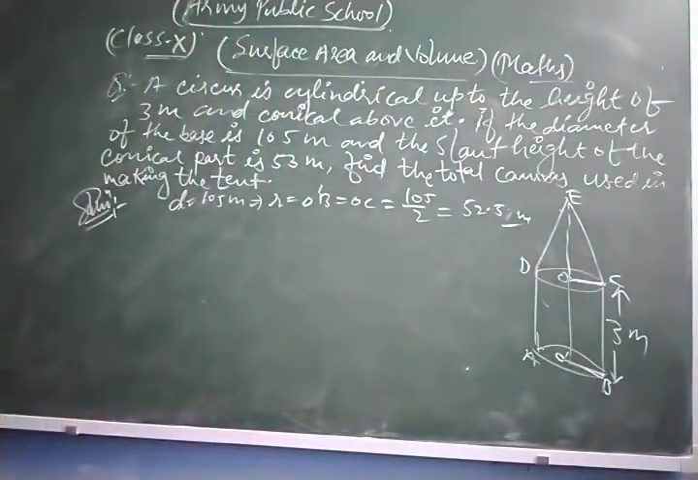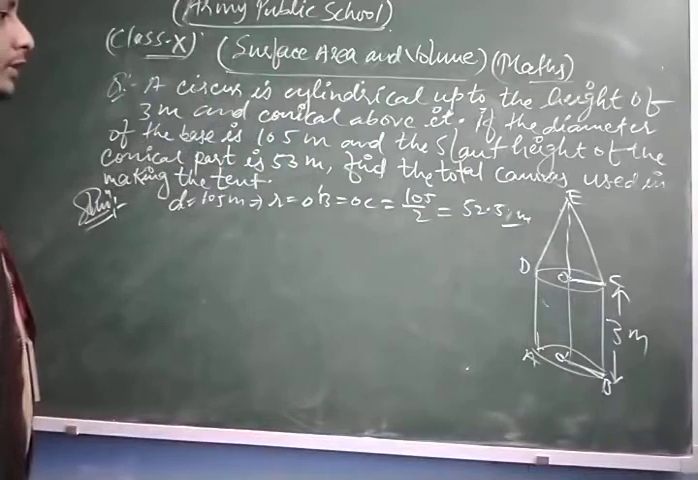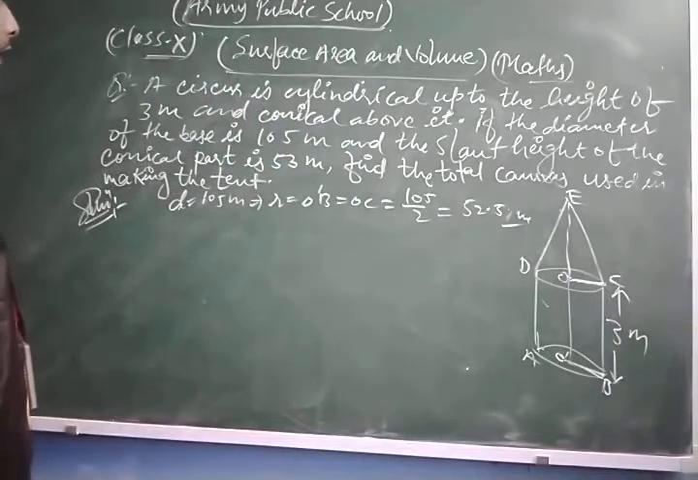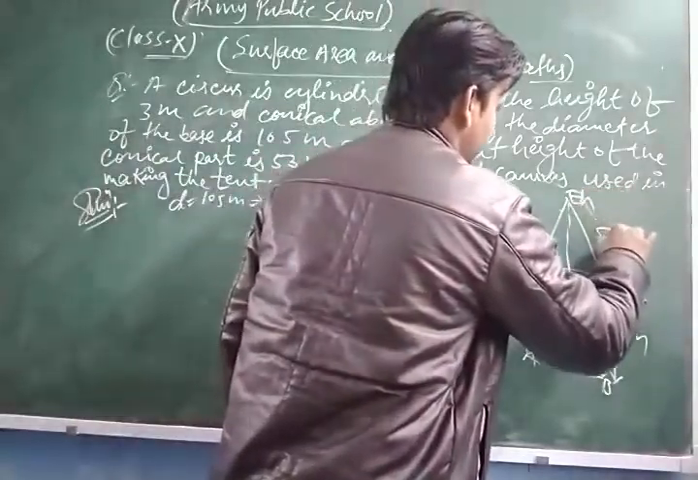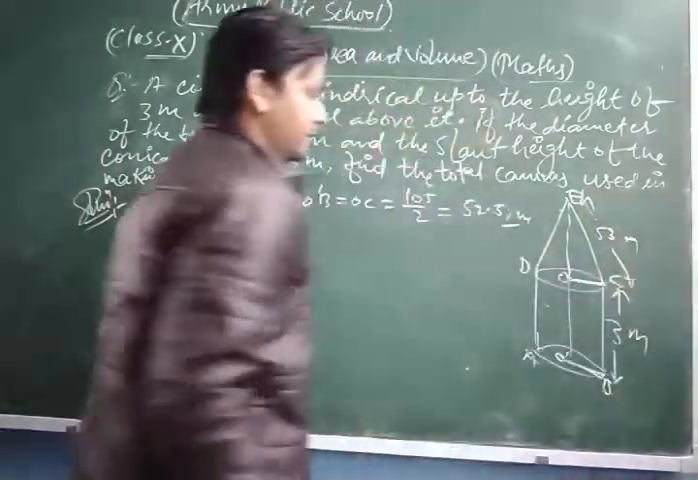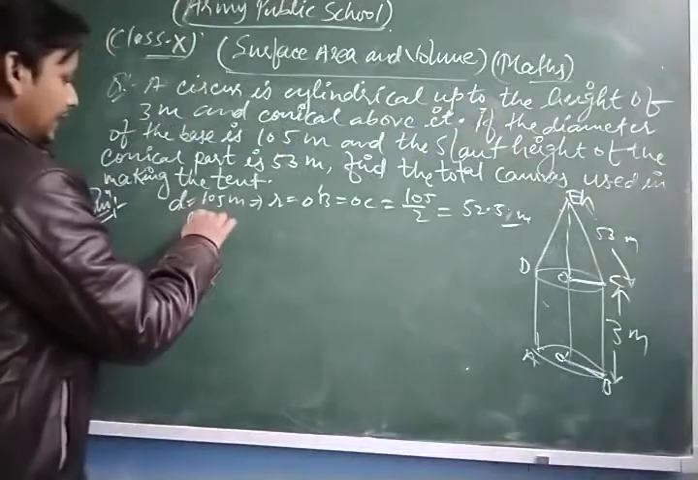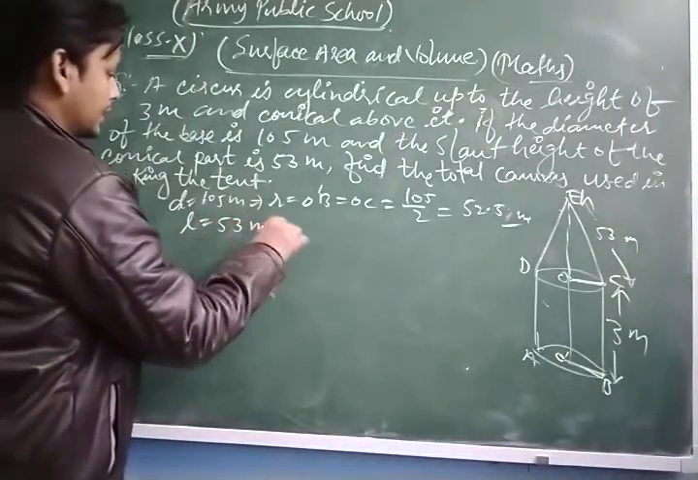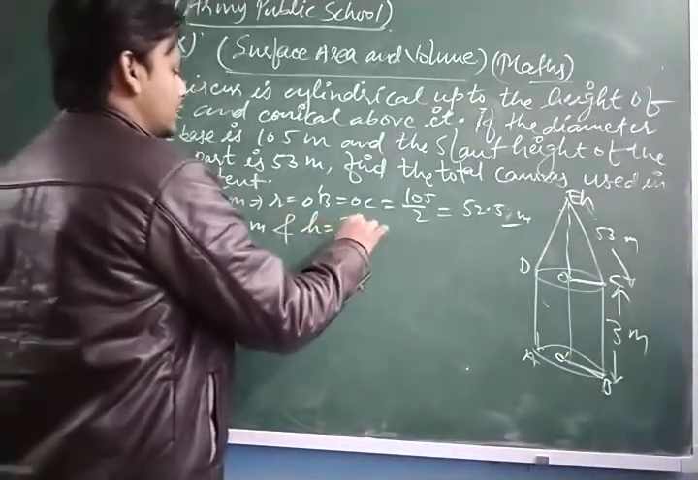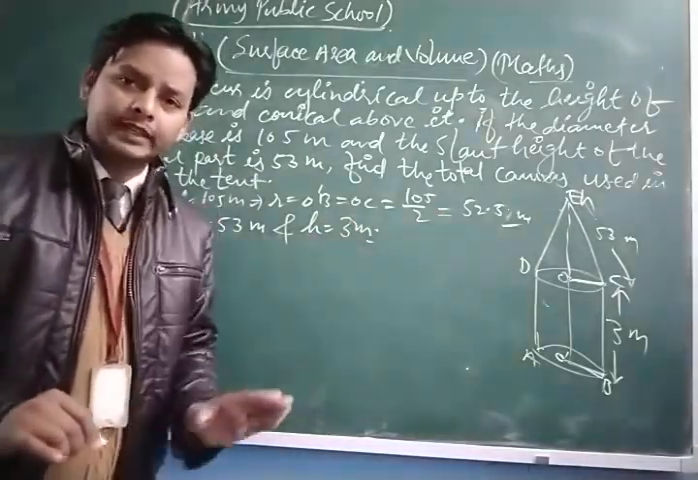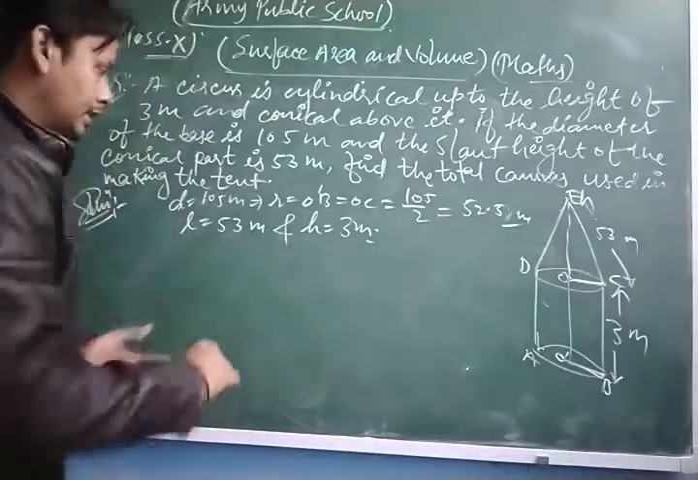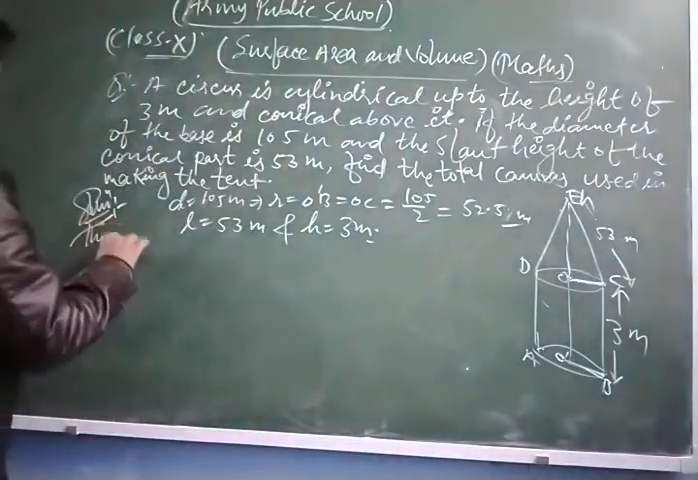Now, the height of the cylindrical portion is 3 meter, and the slant height of the conical part is 53 meter. This is the slant height L. So L is equal to 53 meter. Now we find the total canvas used for making the tent, which means we find the total surface area.